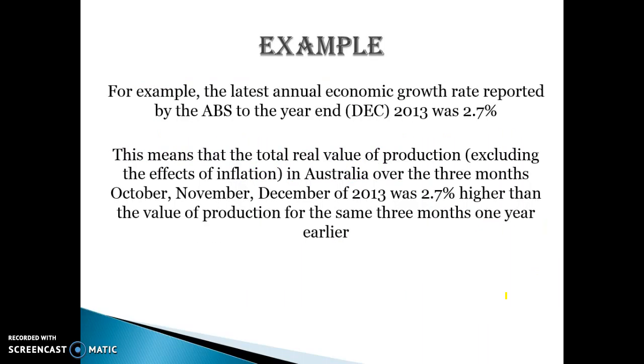So for example, the latest annual economic growth rate reported was 2.7%. This means that the total real value of production, excluding inflation, over the 3 months October, November, December of 2013 is 2.7% higher than it was in October, November, December 2012. So for example, say it was 100 in 2012, now it would be 102.7. And we'll put it in billions because it makes more sense. So that's what it means by the annual growth rate. Compare to the same period last year. And that's generally how we calculate economic growth.